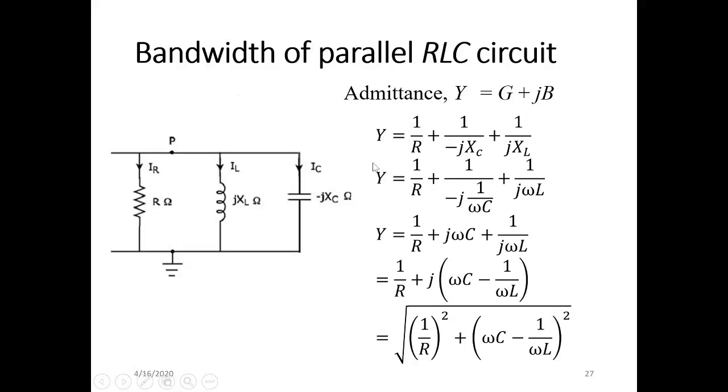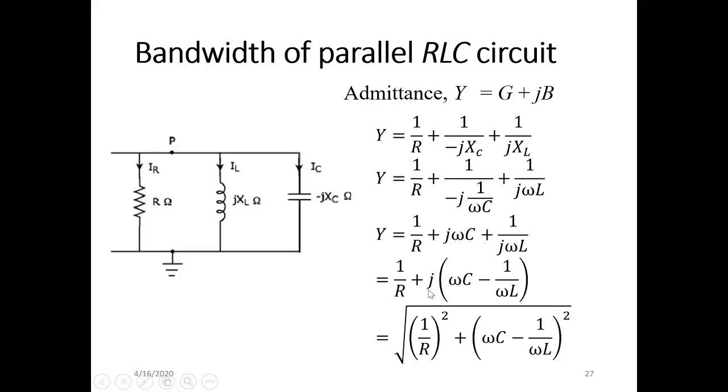Now Y is equal to, for each and every branch, whatever admittances are available I have to add up. So here it is 1 by R, and here it is 1 by jXL. Now here it is 1 by minus jXC. Okay. Now XL is omega L, I replaced. XC is equal to 1 by omega C, I replaced. Now I am manipulating this. So 1 by j will become equal to plus j. This omega C will come to the numerator. So j omega C plus 1 by j omega L.